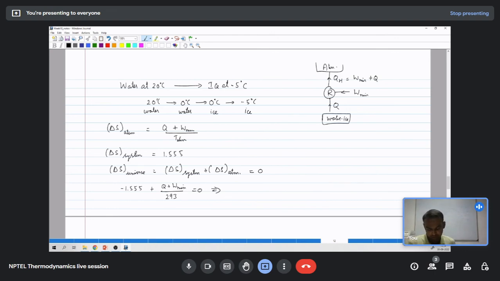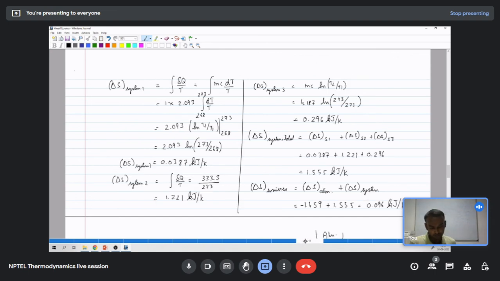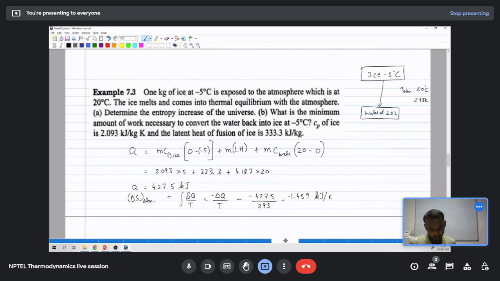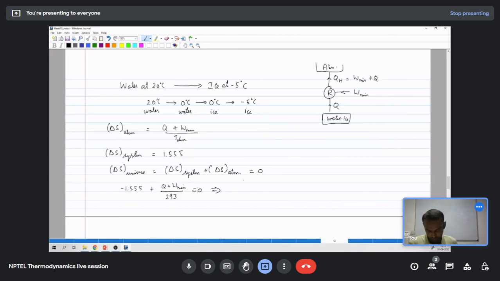Which implies, if we know the value of Q, we can calculate W min. The Q value is already calculated, which is 427.5. So we have 427.5 plus W min divided by 293 is equal to 1.555, which implies W min can be calculated from this.